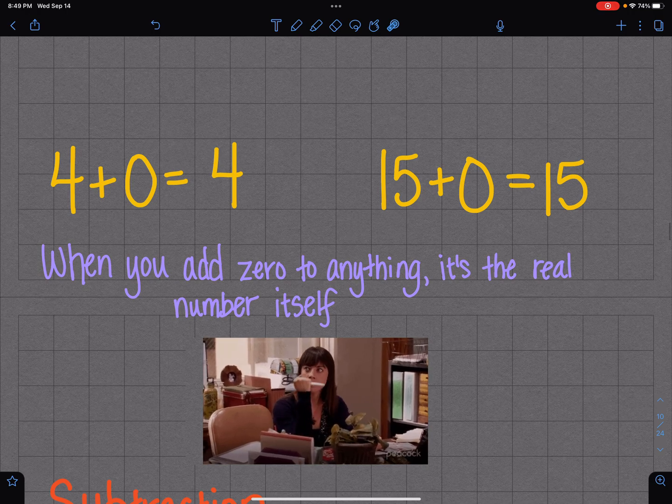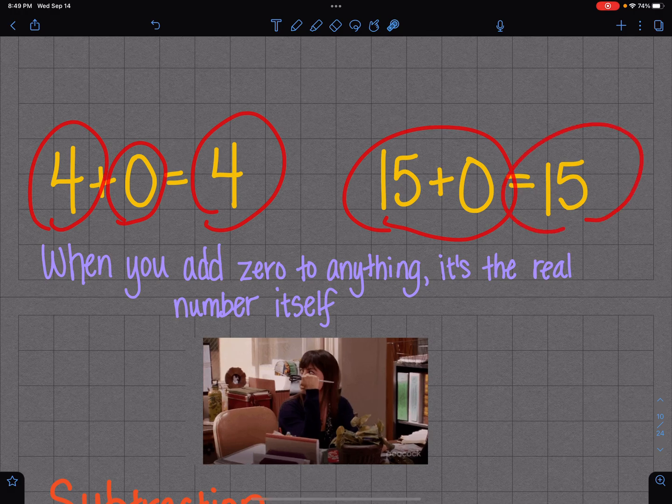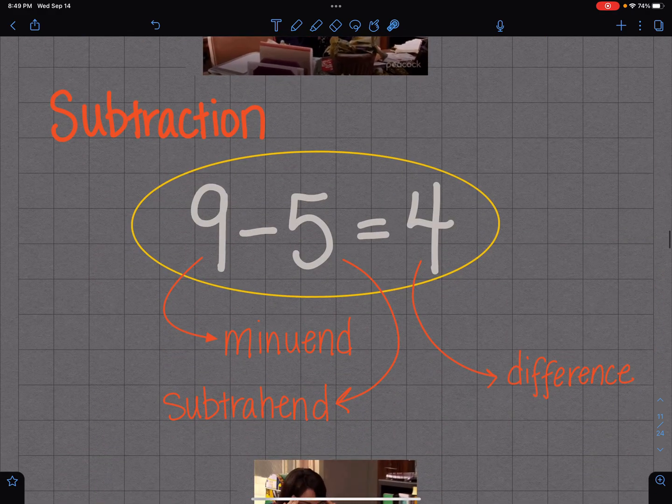All right, so this is an addend, this is a sum. These are addends, this is a sum. Of course, when you add 0 to anything, it's the real number itself. We went over that before, so I'm going to skip it. Subtraction.